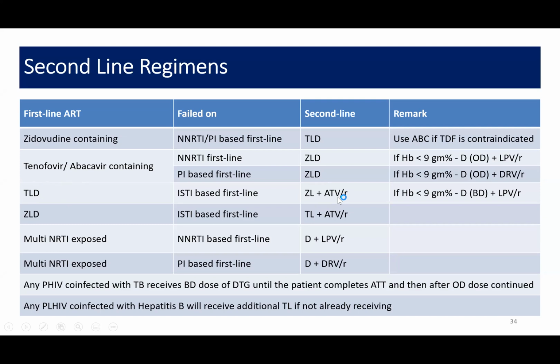So this will be the combination, that is PI-based second line. And if they are on a ZLD combination as first line, and if they fail, because zidovudine was used in first line, in second line you will be using tenofovir, 3TC plus atazanavir, ritonavir, which means the preferred second line protease inhibitor will be atazanavir, ritonavir.